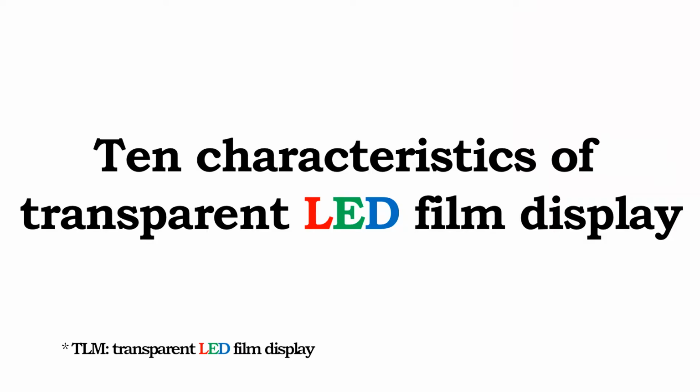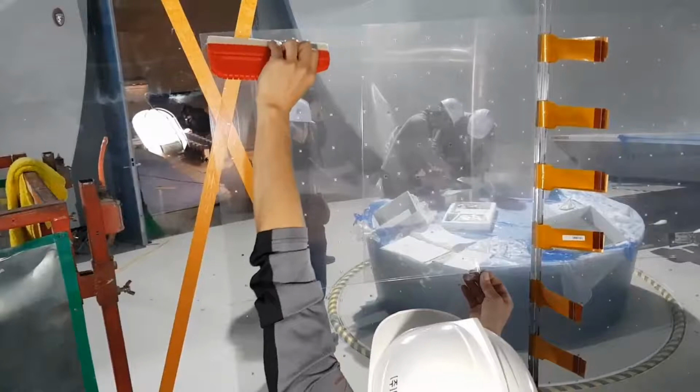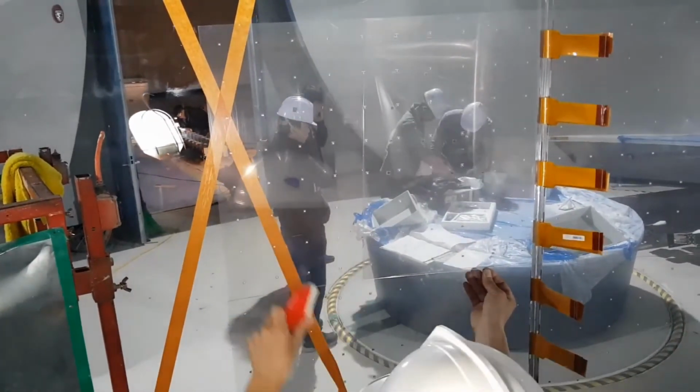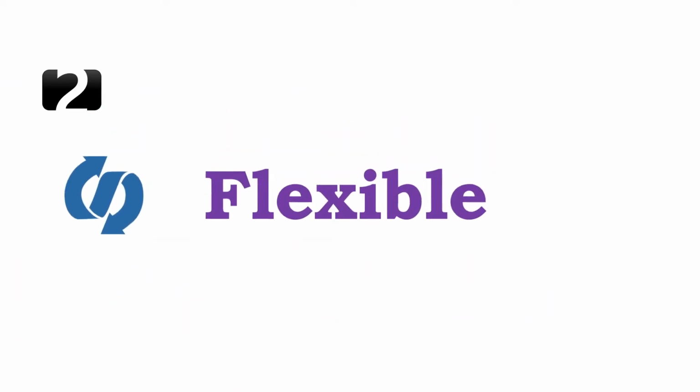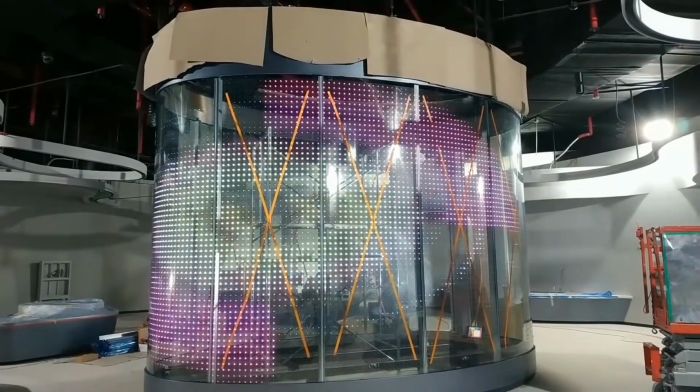10 characteristics of transparent LED film display. First, attach the film directly to the glass. The appearance of attaching a transparent LED film to the glass. Second, the film is flexible. Applying film to curved glass.